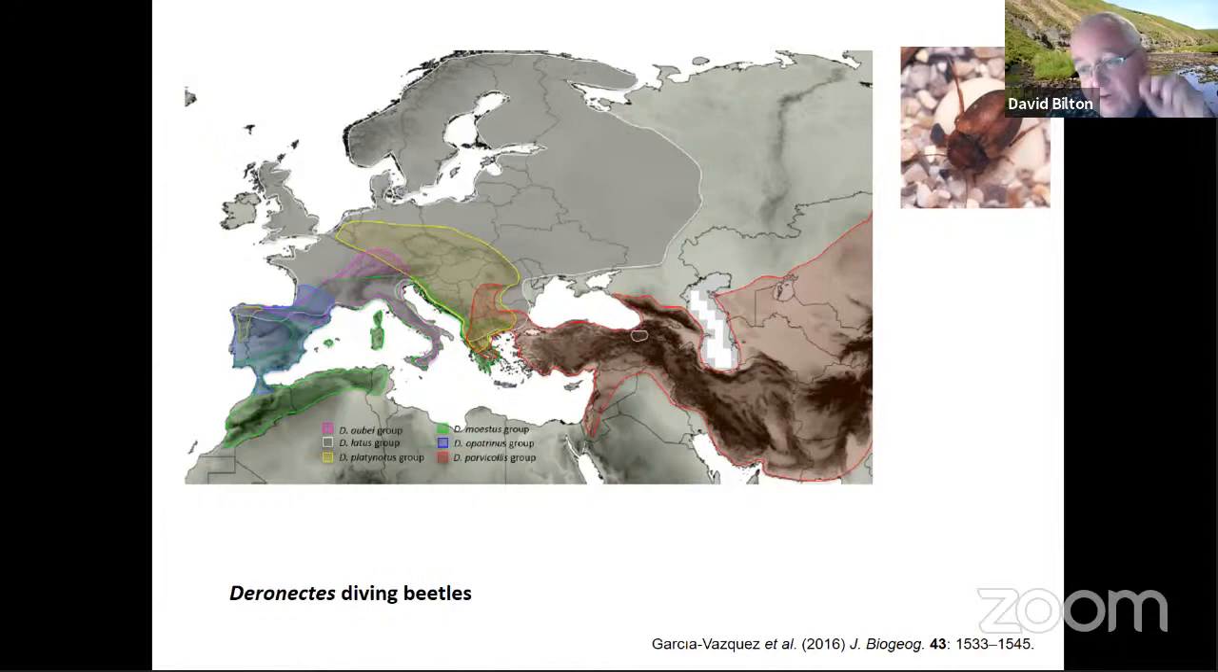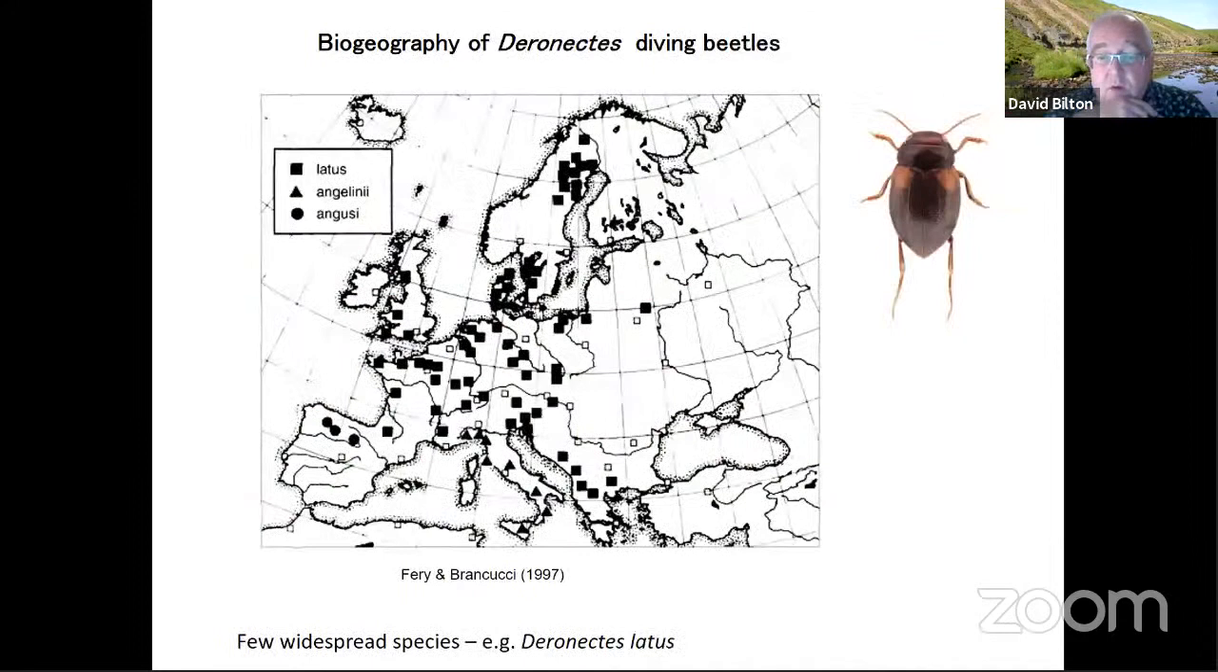If we drill down and look in a bit more detail and look at individual species, what we find is that within the genus, and this is a pattern we see in most groups of related animals, there are very few widespread species. So in Derenectes diving beetles, the most widespread species we have, what we know of, is Derenectes latus, which, as you see in this relatively crude map from the black squares there, is distributed everywhere. It's a European species, but it's distributed everywhere from just into Greece here, in the south of Europe, right up to the northern parts of Scandinavia, well within the Arctic Circle.